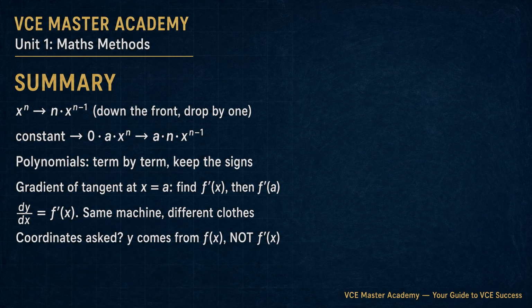For the gradient of a tangent, 2 steps forever. Differentiate to get the formula, substitute to get the number. And if they hand you the gradient instead, set f dash of x equal to it and solve. Leibniz notation, dy dx, is the same derivative in different handwriting. Read it as the derivative of y with respect to x, and answer in whichever costume the question wears. And the classic mark saver. When a question asks for coordinates, the y value always comes from the original function, never from the derivative. If any line up there feels wobbly, scrub back to its board. That's exactly what the video is for.